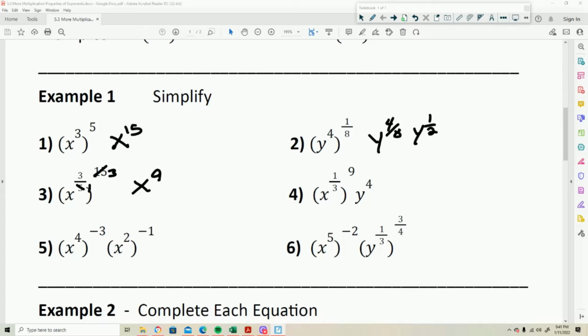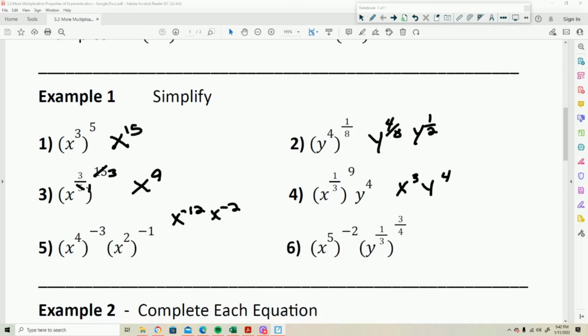Moving on, number 4. Y to the 4th doesn't change. It's going to stay the same. All the work is right here. So it's 9 times 1/3. That is just 9/3, which is 3. So I get x to the 3rd, y to the 4th. The y to the 4th doesn't change. Okay, here we're going to go ahead and multiply first. The negative is telling us to move it, but we got to go ahead and do the work first. So initially I'm going to get x to the negative 12, and then x to the negative 2.